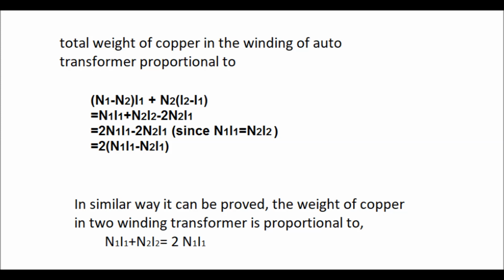Since N1 into I1 is equal to N2 into I2, this is equal to 2 into N1 I1 minus 2 N2 into I1, that will be equal to 2 into (N1 I1 minus N2 I1). In a similar way, it can be shown that the weight of the copper in the two winding transformer is proportional to N1 into I1 plus N2 into I2, that is equal to 2 into N1 into I1.